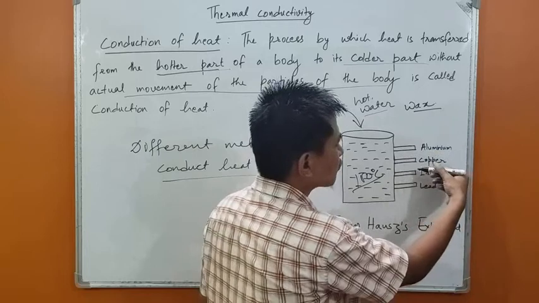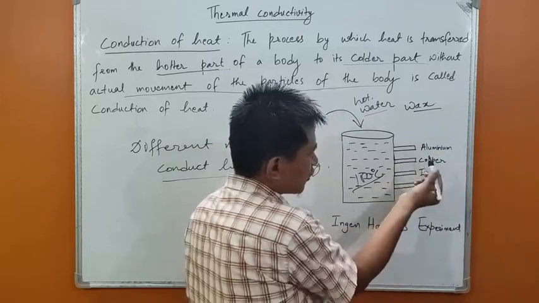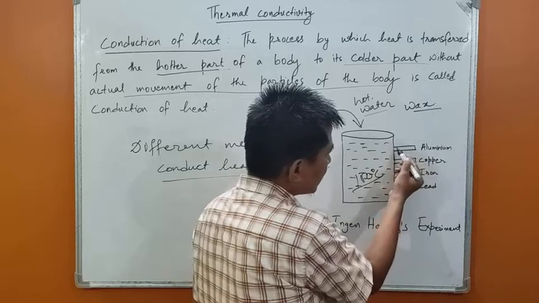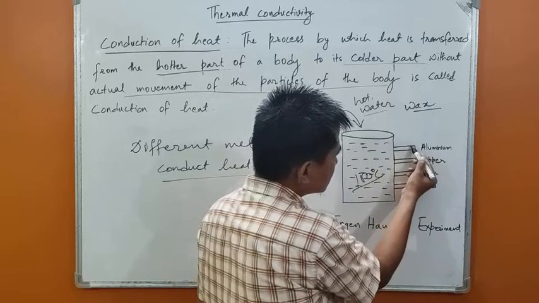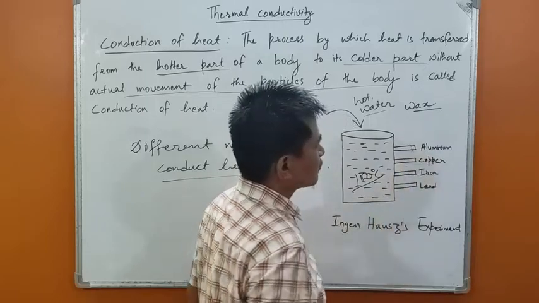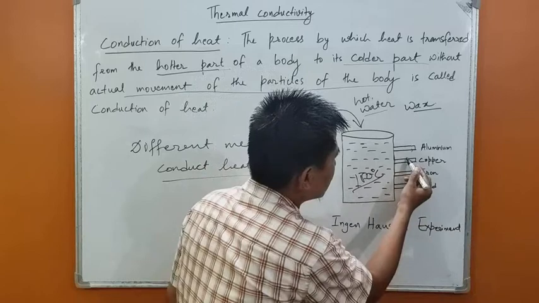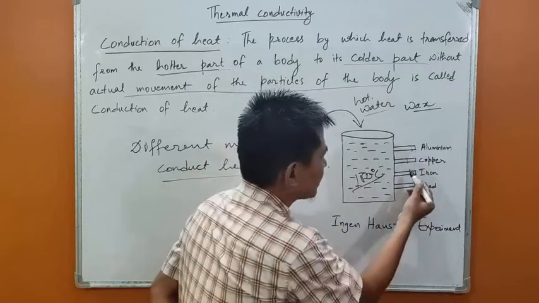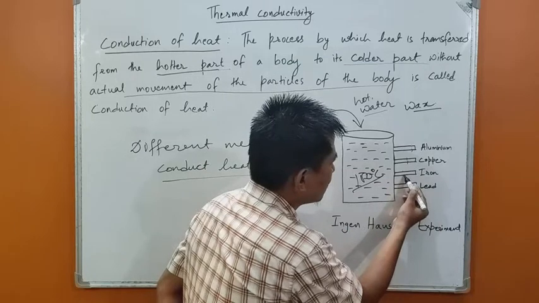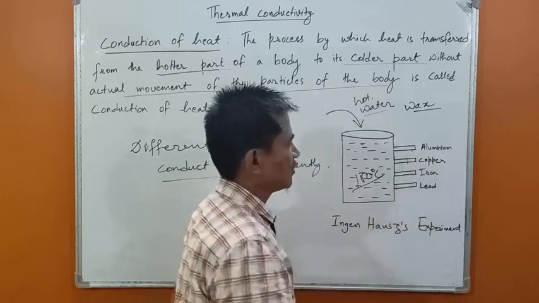Iron was also coated with wax. Lead was also coated with wax. Now, he observed that in the metal aluminum, the wax melted to the farthest distance. In copper, a little shorter than aluminum, and in case of iron, even shorter than copper, and in case of lead, very short.